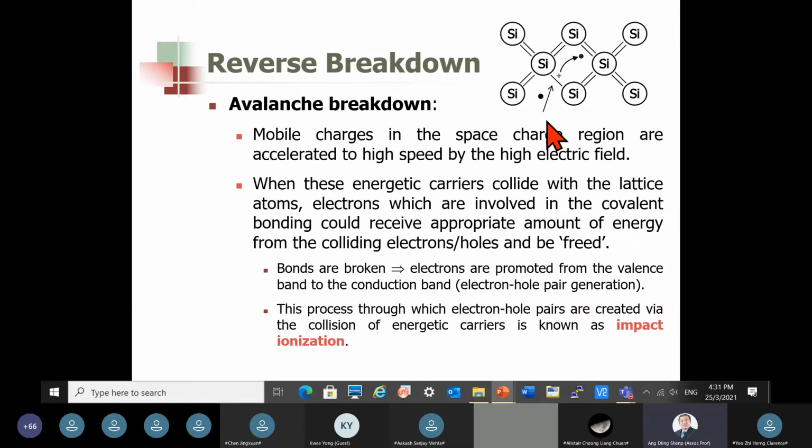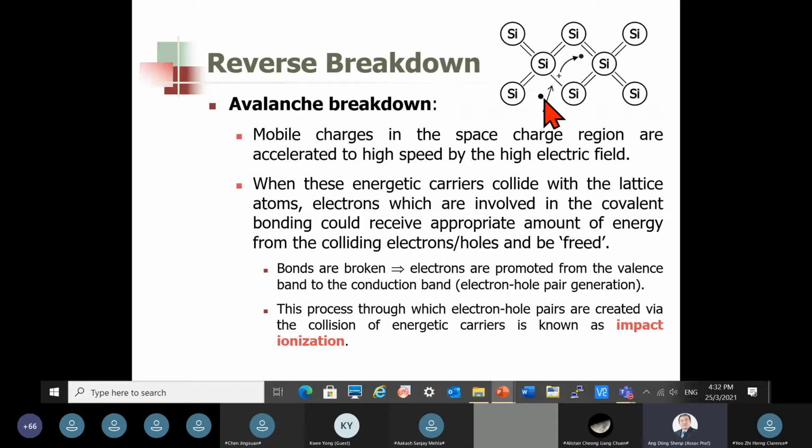Okay, so let's try to understand what is impact ionization. Now, essentially in the space charge region or the depletion region of a PN junction under reverse bias, there is a high electric field. So if there is an electron present in the space charge region, the electron can be accelerated to very high kinetic energy by the high electric field, making it highly energetic. Now, when this highly energetic electron collides with the lattice, it can transfer its excess kinetic energy to an electron that is participating in the covalent bonding between 2 silicon atoms, for example, as shown here.